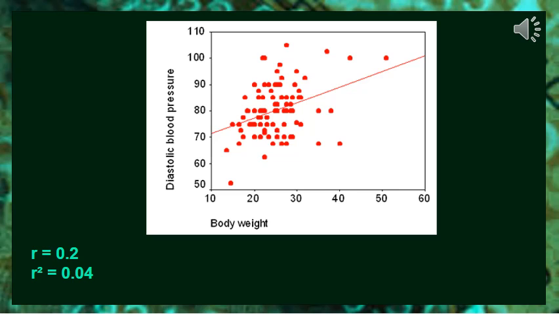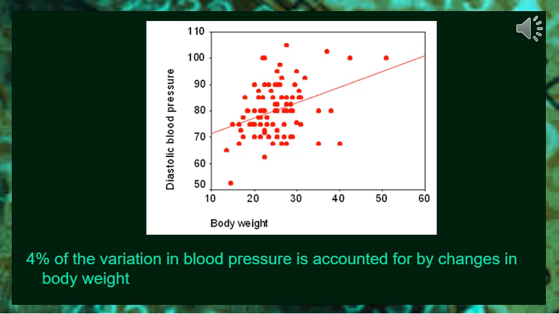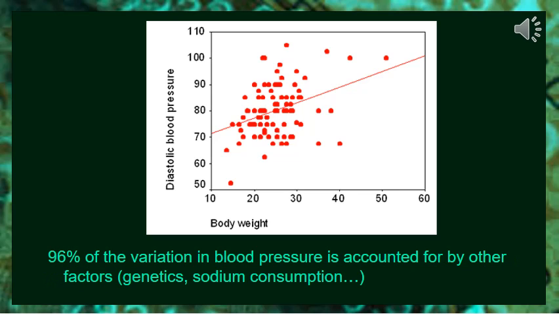In this scatter plot here, R is 0.2, so it's close to 0. R squared will be 0.04. This is 4%. It means that 4% of the variation in blood pressure is influenced by the variation of body weight. It also means that the rest, 96% of the variation in blood pressure, is influenced by other factors, lurking variables here, like genetics, age, diet, etc.